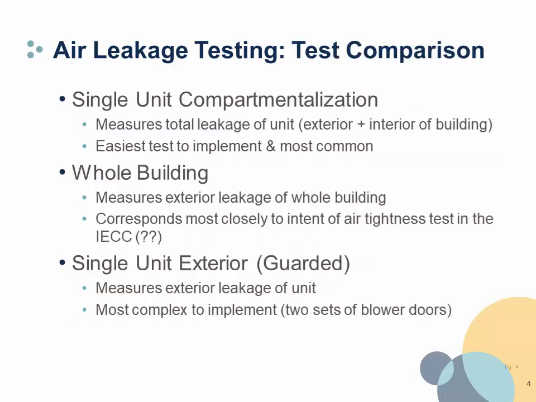There are three main tests that can be performed on a multifamily building. The first is single unit compartmentalization. This measures the total leakage of a single unit, both exterior leakage and leakage within the building. This is the easiest test to implement and the most common. The whole building test measures the leakage of the whole building and corresponds most closely to the intent of airtightness test in the IECC definition. Single unit exterior or guarded test measures just the exterior leakage of a unit. This is the most complex to implement because it requires at least two sets of blower doors.